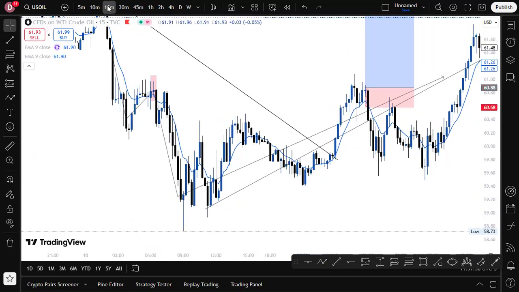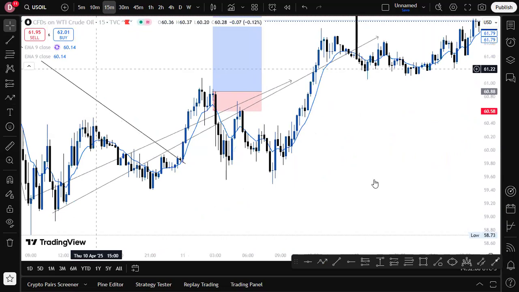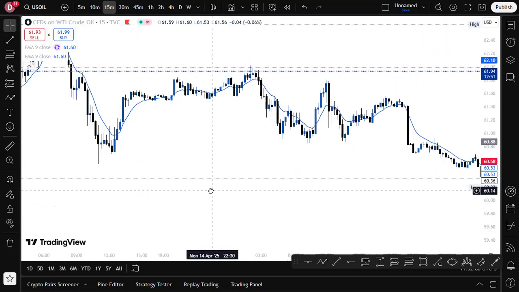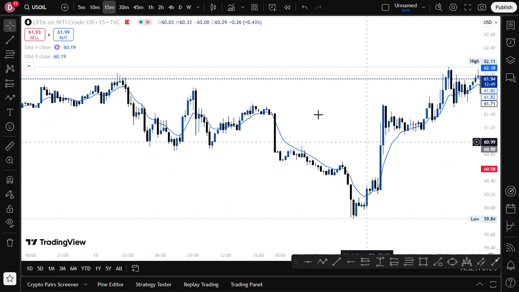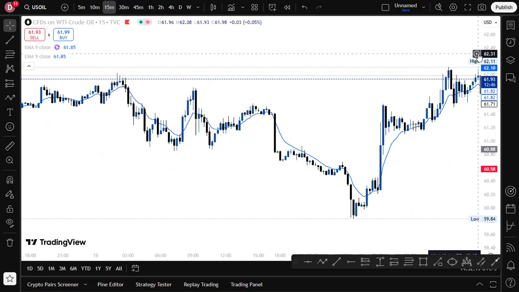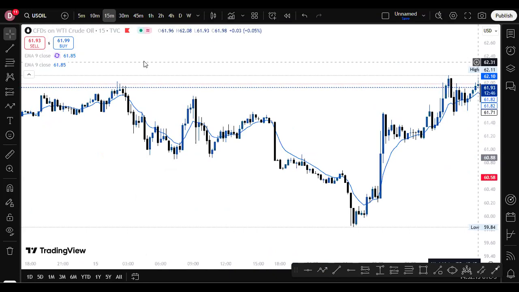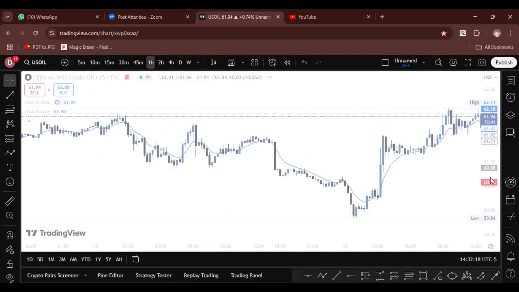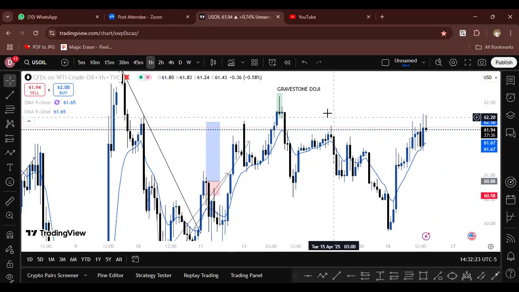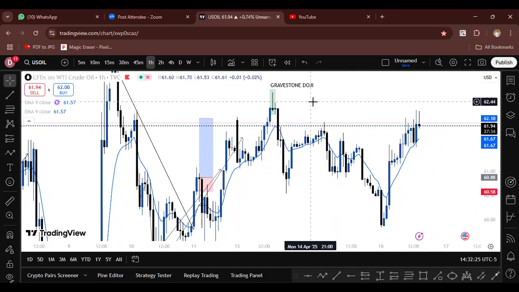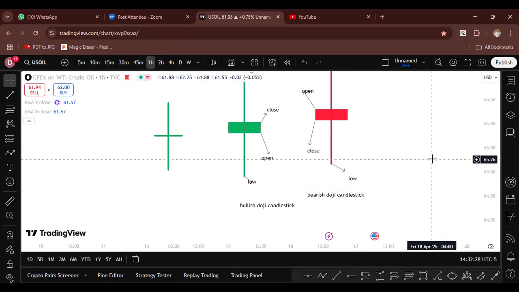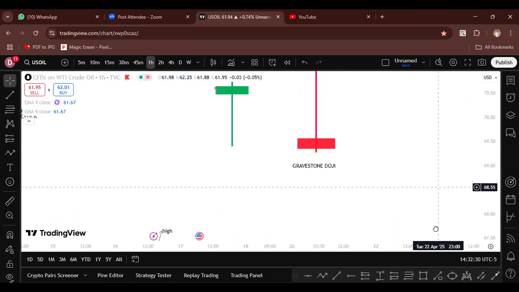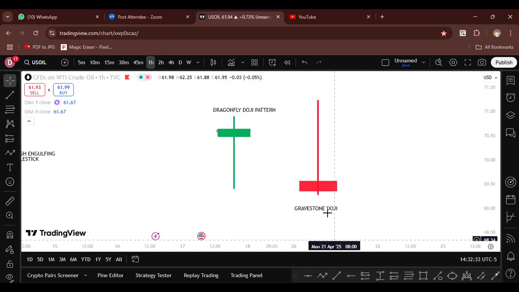So let's give an example of a gravestone doji. I think that should happen on the 1 hour. Okay, so this is an example of a gravestone doji, right? This is it here. If you look at it, it looks almost the same as this one. So you can see the formation of this gravestone doji.